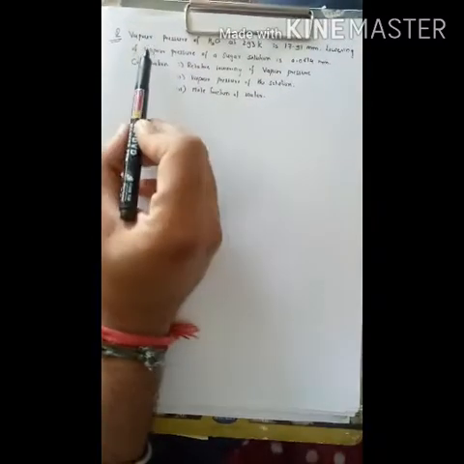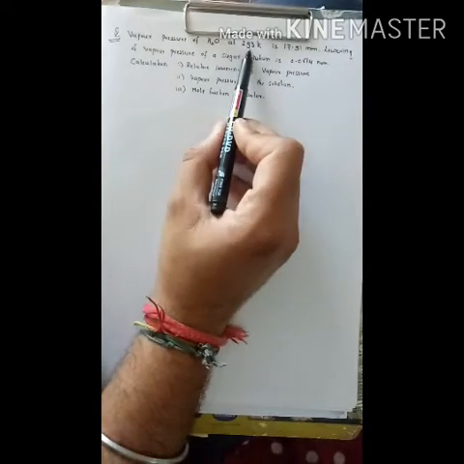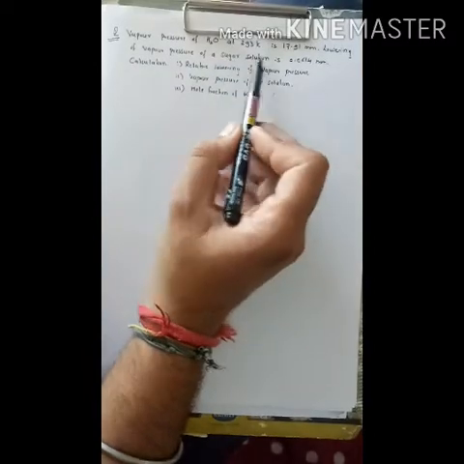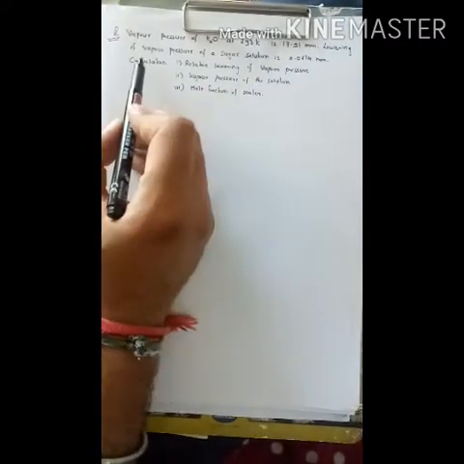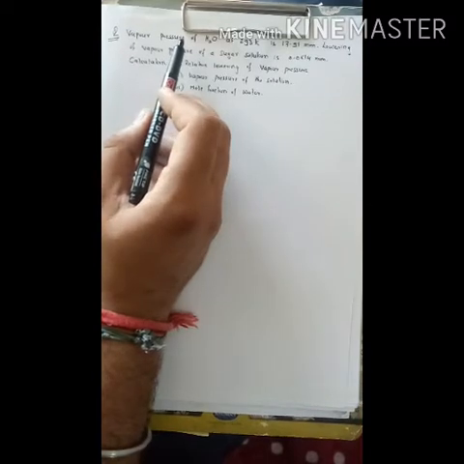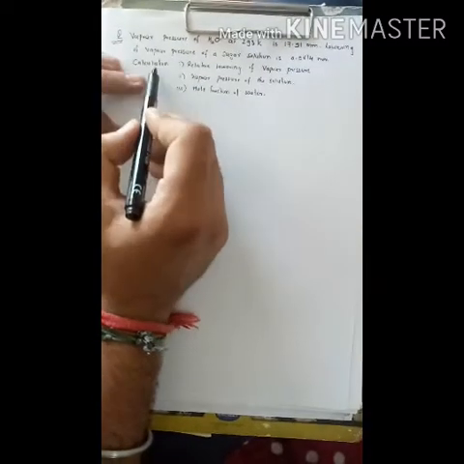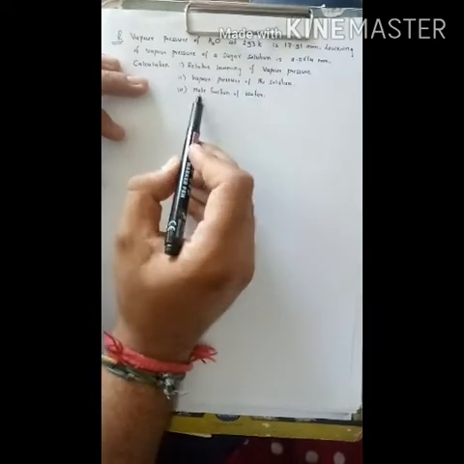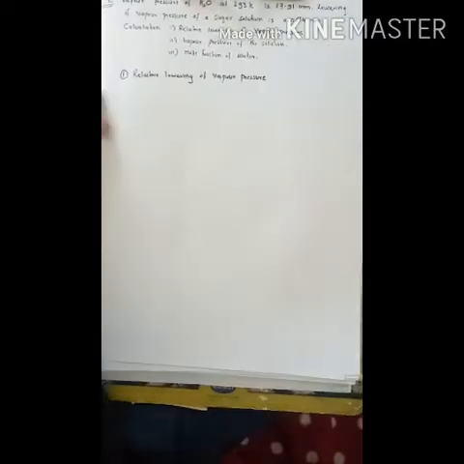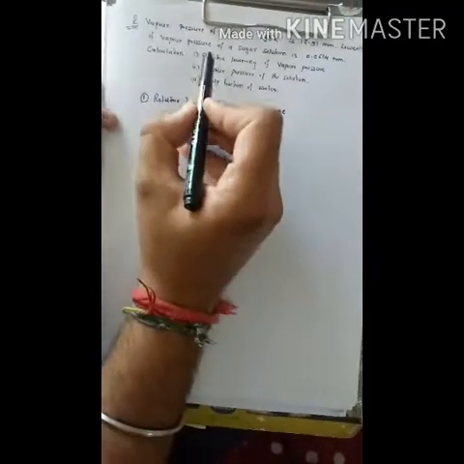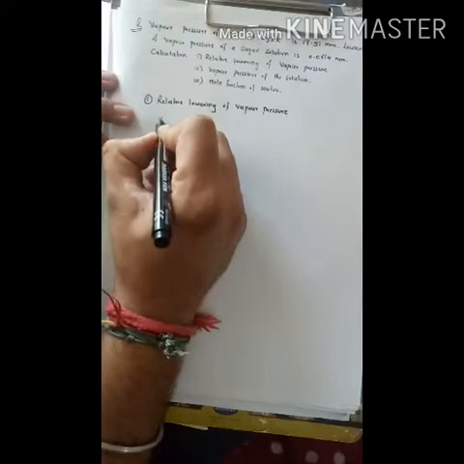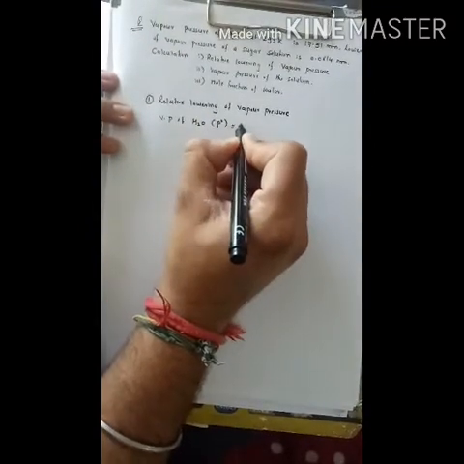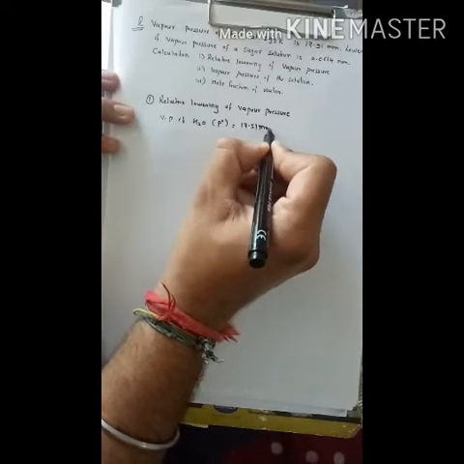You can see the question. Vapor pressure of H2O at 298 Kelvin is 17.51 mm. Lowering of vapor pressure of a sugar solution is 0.0614 mm. Now vapor pressure is given, so we'll apply the lowering of vapor pressure equation. You need to calculate the relative lowering of vapor pressure of the solution and the mole fraction of the water. As you can see, the vapor pressure of water is denoted by P naught equals 17.51 mm.